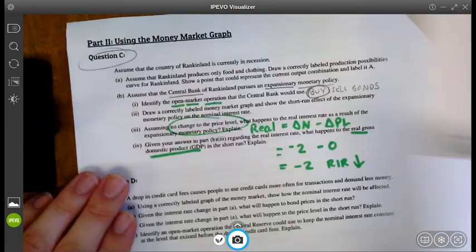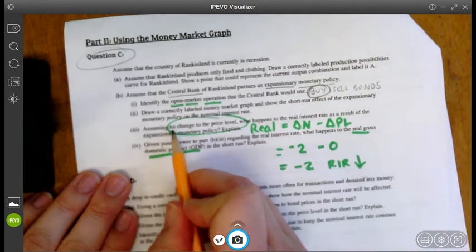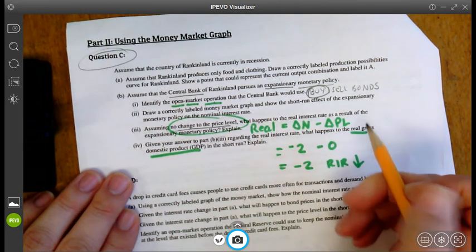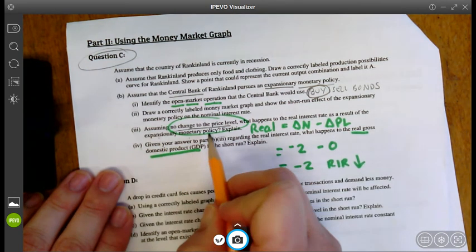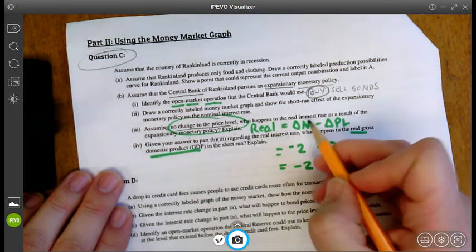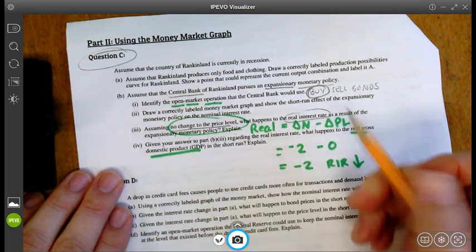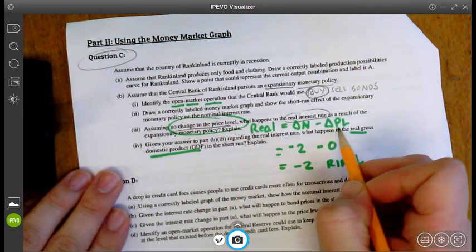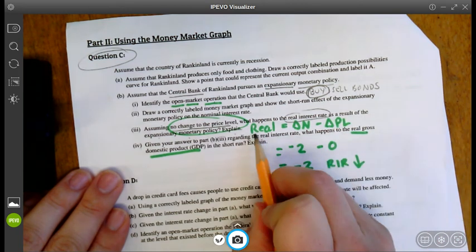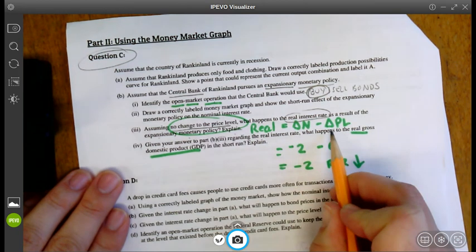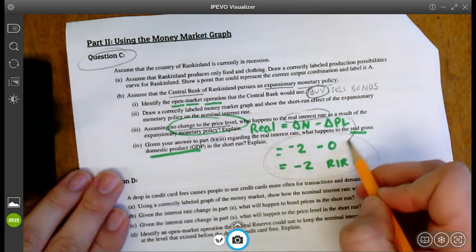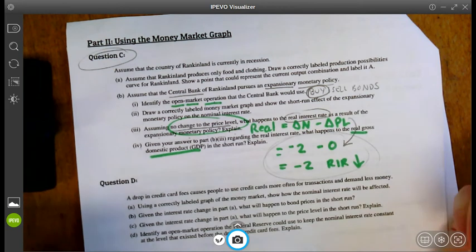The next part of the question says, assuming that there's no change to price level, what happens to the real interest rate as a result of the expansionary monetary policy explained? Well, real interest rate simply means that we've adjusted for any price level changes. So if there's no change in price level, the real interest rate equals the change in the nominal minus the change in price. So I've just put some numbers down here to make this more meaningful.